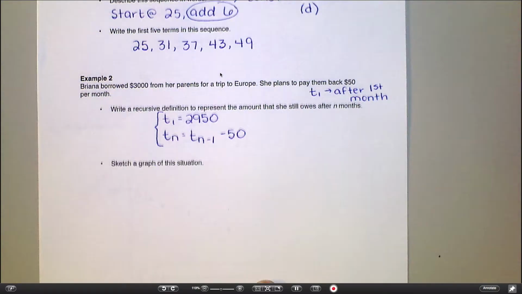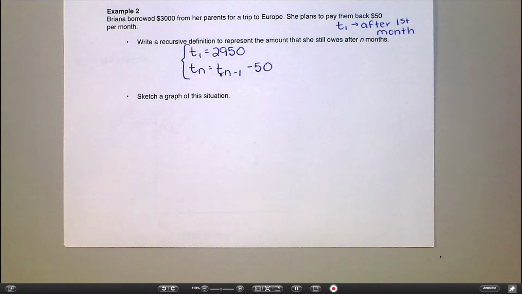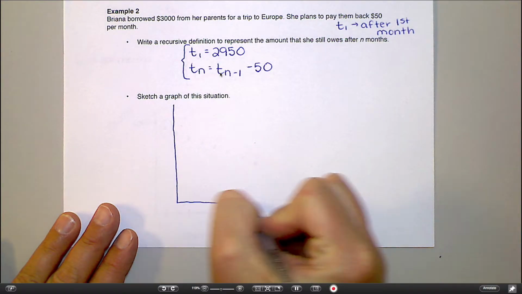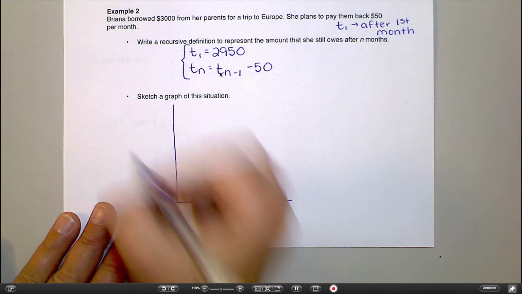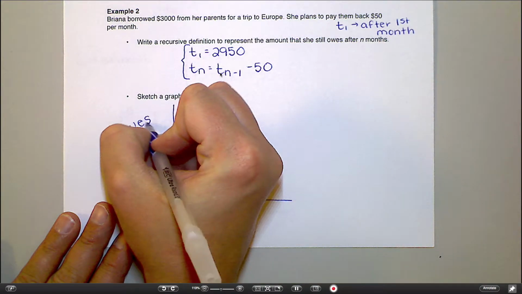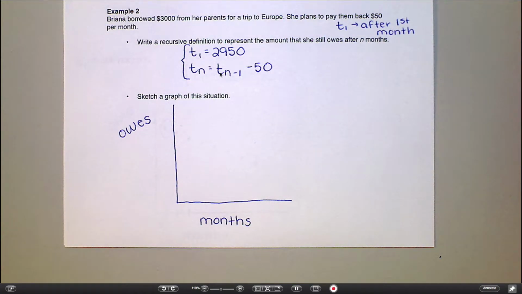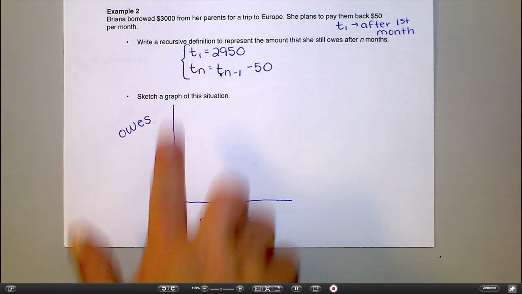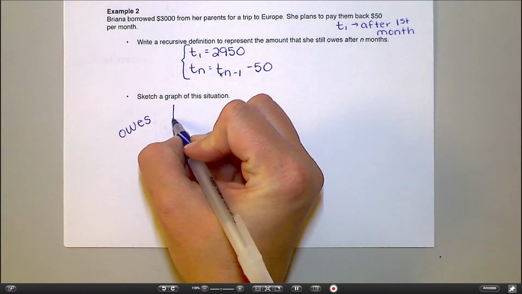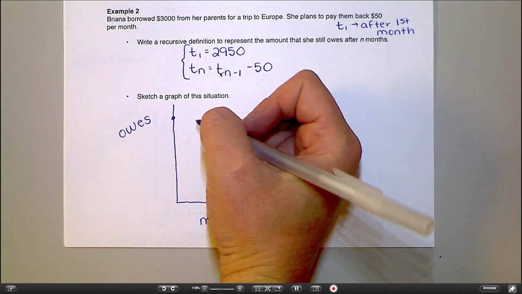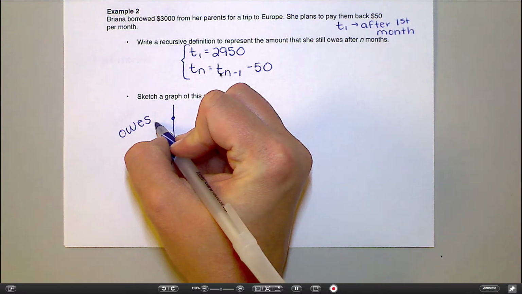Okay. This next part, we're going to sketch a graph, and it's going to be a real rough graph. We're not going to number it nicely or anything, but I just want you to see how this relates to linear equations. So if I were going to draw a graph here, this would be my number of months down here on the x-axis. And this would be how much I still owe. So when I'm starting, when I'm here on the axis, what's the initial amount that I owe? That's going to be my 3,000. I am starting at 3,000. That's just not term number 1. That's like term 0.